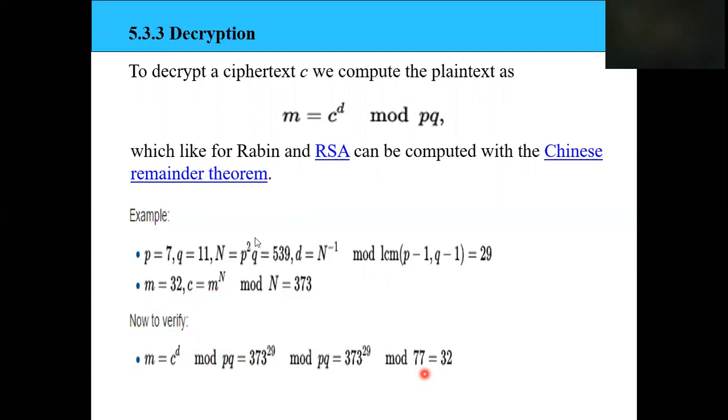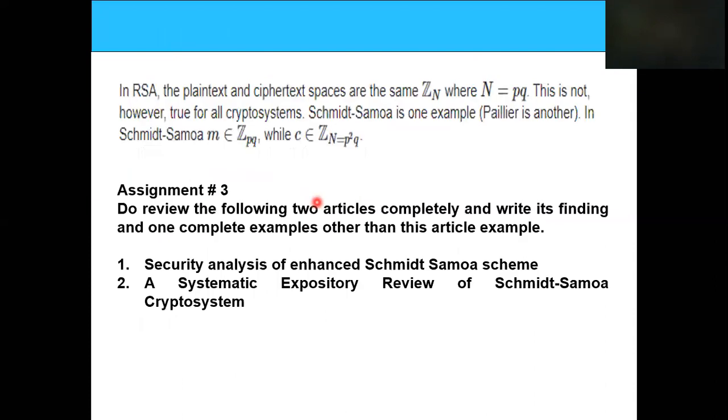So this is one of the generalizations of the RSA crypto system, where the space of plain text is not the same as the space of ciphertext. In RSA, the plain text and ciphertext spaces are the same, Zn, where n is p times q. That is not, however, true for crypto systems like Schmidt and Paillier. In the Schmidt crypto system, we take m from Z_pq, whereas c is from Z_n, where n is p² times q.